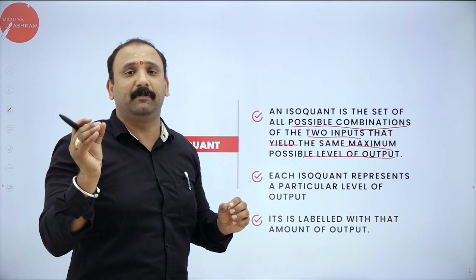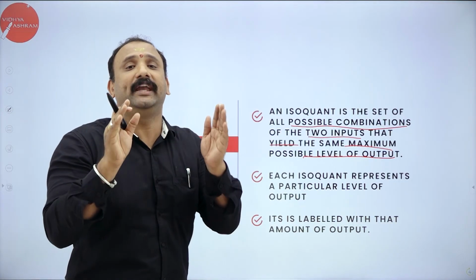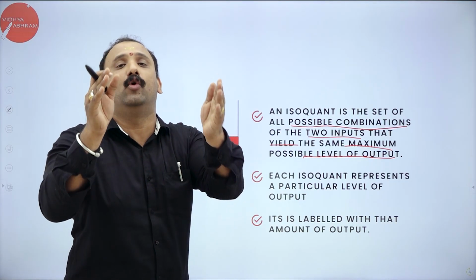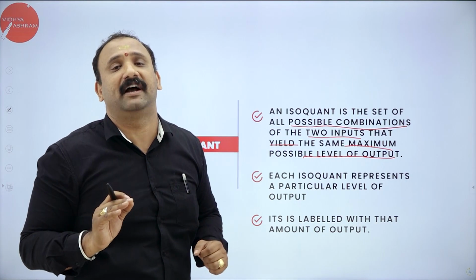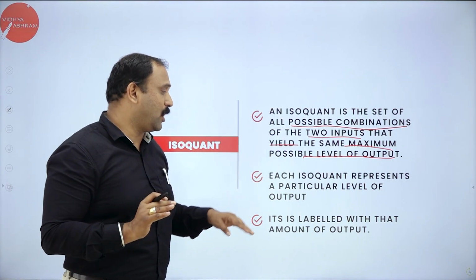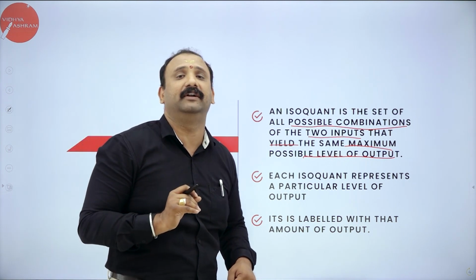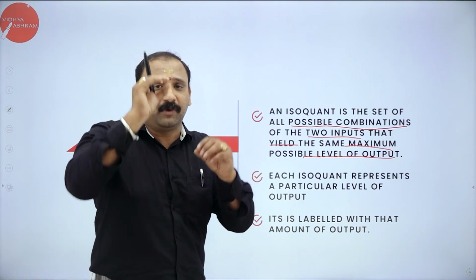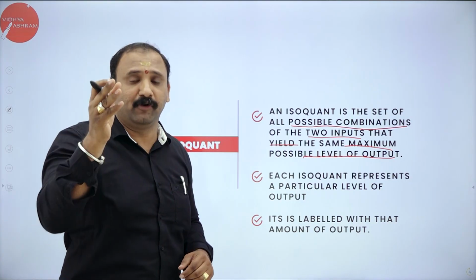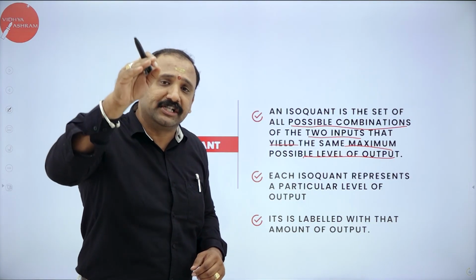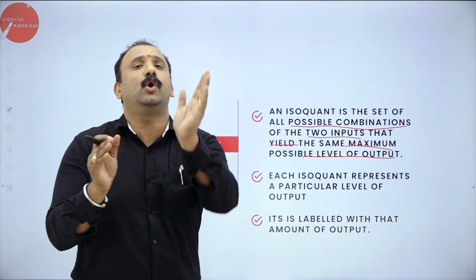So ISOQUANT is nothing but the shortcut, the formula, the methodology by which we can achieve the maximum output at every possible level as far as going in terms of manufacturing. Now, each ISOQUANT represents a particular level of output. This is very, very important for us to understand. Every ISOQUANT, whenever you draw that graph, we will be seeing the ISOQUANT graph in the next slide. But before that, when we talk about this ISOQUANT itself, every ISOQUANT at a particular level will show an output.